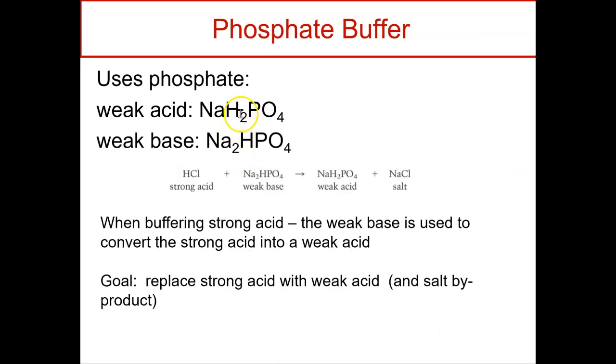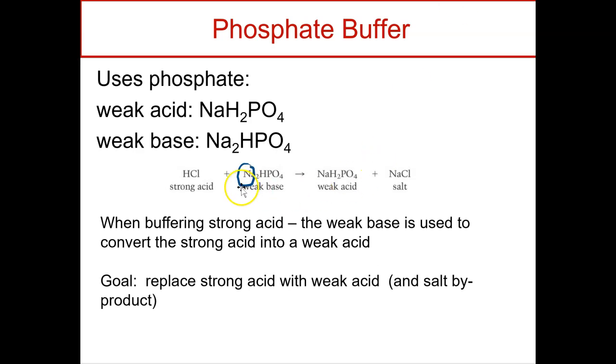The phosphate buffer is the last one. You're just memorizing the chemistry. You have to have an acid and a base. Notice the acid has 2 hydrogens and the base has 1. That's how I remember them. Can't do it for all acids, but it works for this. So this is just sodium dihydrogen phosphate, and this is sodium monohydrogen phosphate. You never have to say it, but notice same thing. If I have a strong acid, the goal is to get rid of the strong acid and replace it with the weak acid. So now my base gets involved, and I'm going to have the same thing.